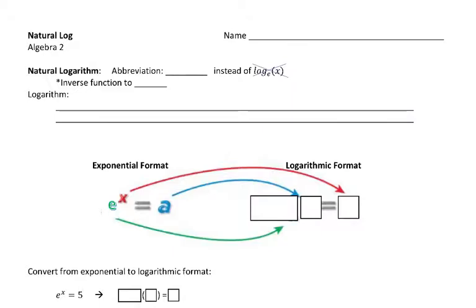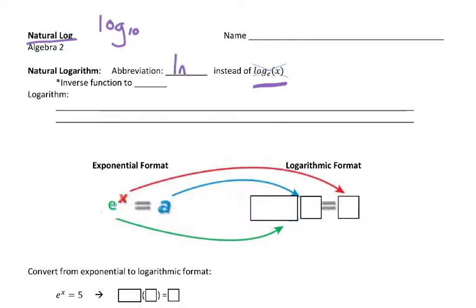Alright, so here we are with our natural log. Basically, the only difference between natural log and your regular log, or just log, is a different abbreviation, but also its base. Log has a base of 10 always, and natural log actually has a base of e. But you'll notice that I crossed this out, and that's because natural log is actually abbreviated ln.